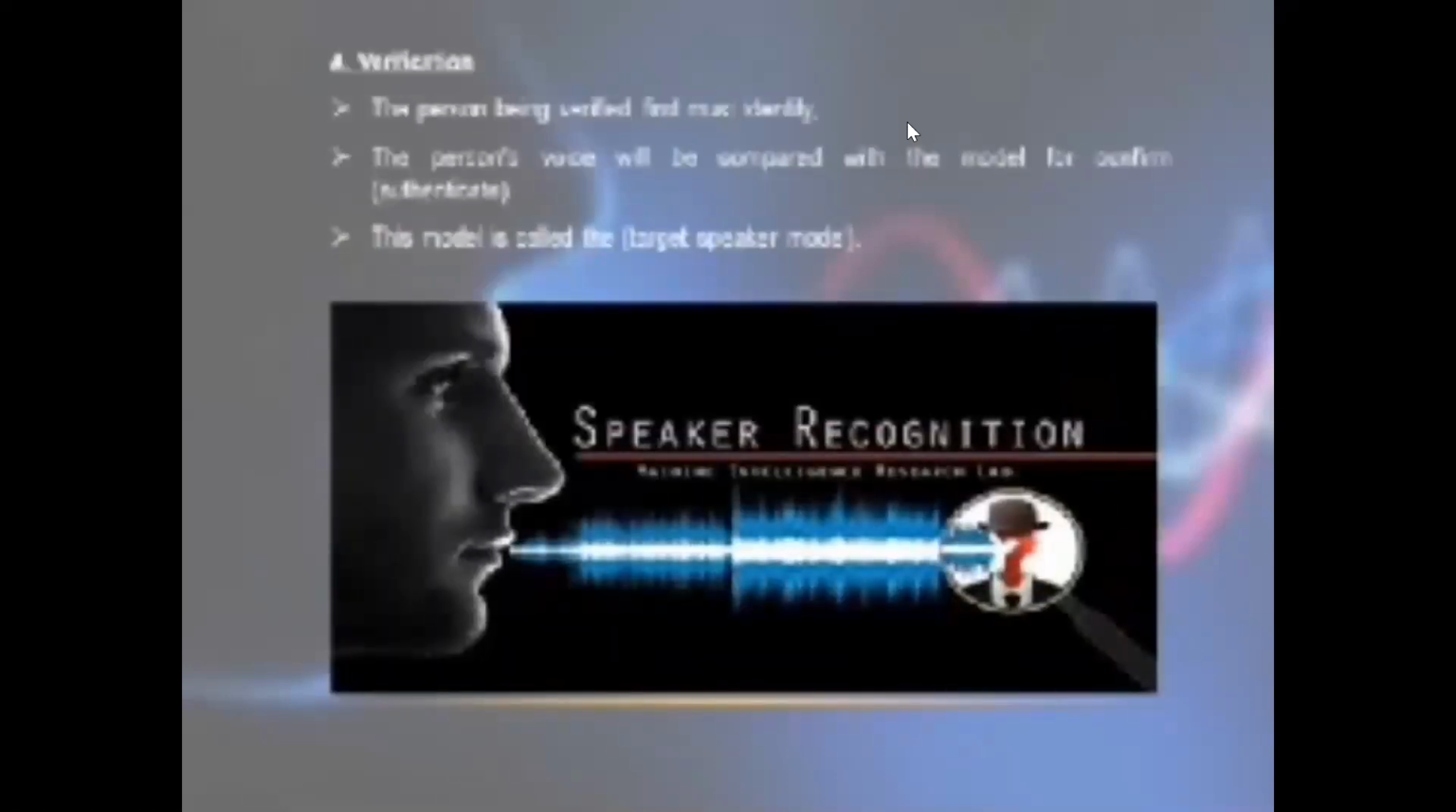A. Verification. In a generic verification application, the person being verified first must claim an identity. That is, the person's voice will be compared with the model to confirm and authenticate that the person really is the individual of the claimed identity. The model is called the target speaker model.